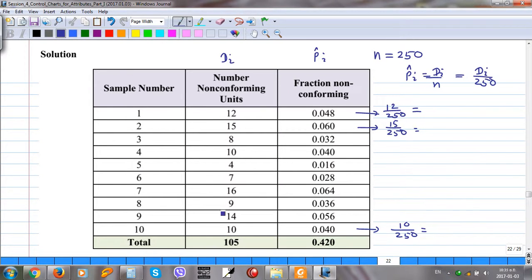Then this one is sigma. Now m equals 10, because 10 entries are there. Sigma i equals 1 to m equals 10 of di, that is 150. This one, what is pi? Sigma i equals 1 to 10 of p hat i, that is 0.420.